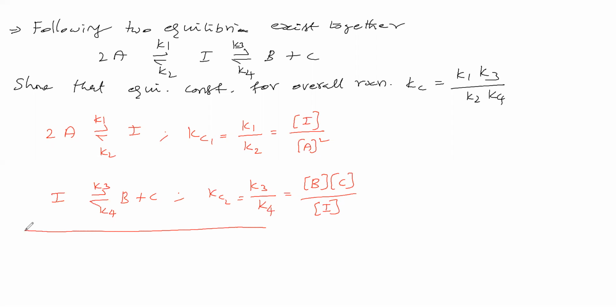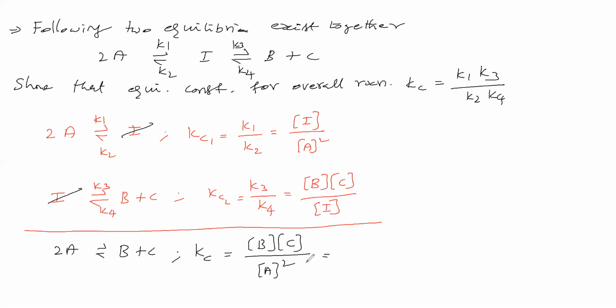Now we want the overall reaction, so common terms will cancel. So 2A gives B plus C. For this overall reaction, Kc is equal to concentration of B into concentration of C, right side in the numerator, left side in the denominator. Now we get this expression by multiplying Kc1 and Kc2. Kc1 is K1 by K2 and Kc2 is K3 by K4. So we got the equilibrium constant for this overall reaction.